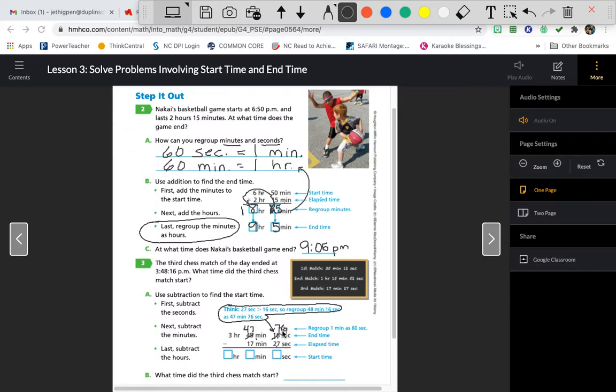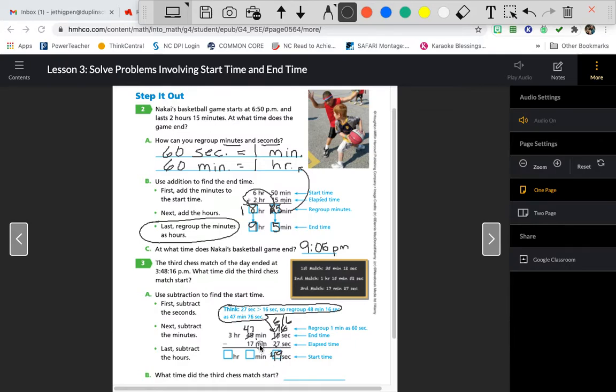So now looking at our problem, we can say, I can take 27 from 76. So we have 6 take away 7. I'm going to regroup again, make that 16. 16 take away 7 is going to give me 9. 6 take away 2 is 4.